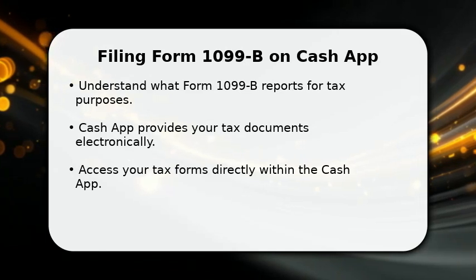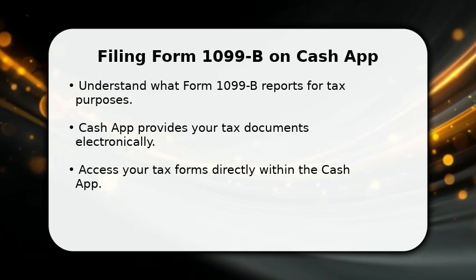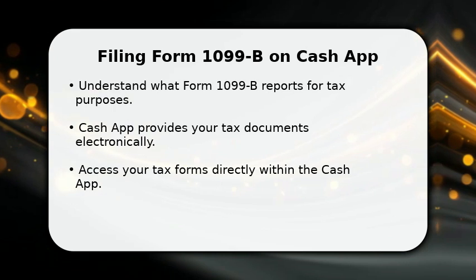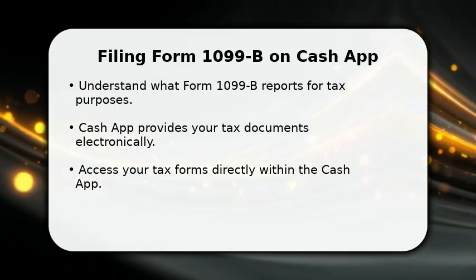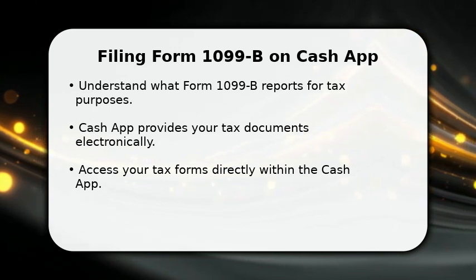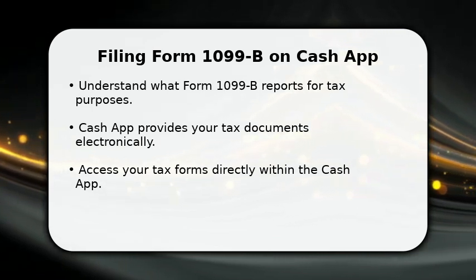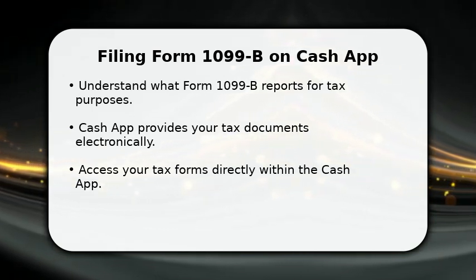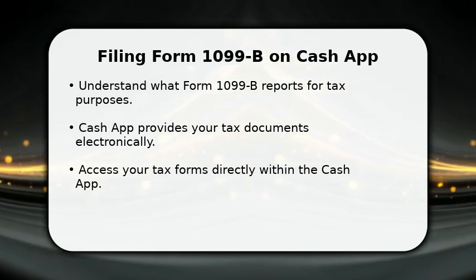Enjoy the video. In this video, I will explain how to file Form 1099-B on Cash App. First, it's important to understand that Form 1099-B reports capital gains and losses from investments, like those you might have through Cash App. Cash App makes these tax documents available to you electronically. You can easily access and download your necessary tax forms directly within the application, simplifying your tax preparation process significantly.